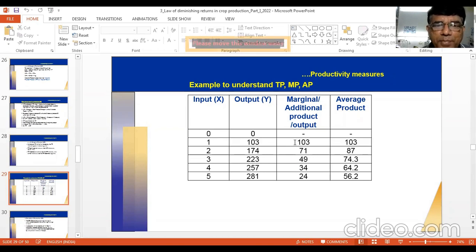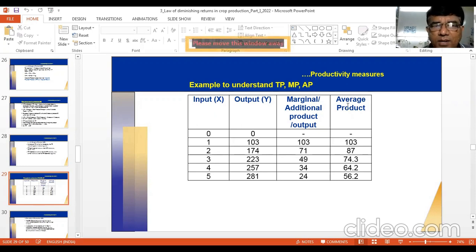103 is the MP. For unit 2 of input X, the output is 174. So 174 minus the output of unit 1, 103, gives you 71. Similarly, 223 is the output of unit 3 and the output of unit 2 was 174. So 223 minus 174 will give you 49. And likewise, you can calculate for unit 4, 5. Now you know how to calculate the MP.